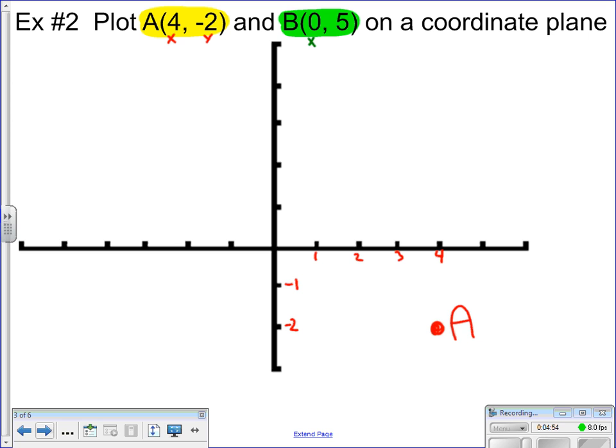B is 0 and up 5. So over 0 and then up 1, 2, 3, 4, 5. And then put a capital B next to the dot. So that is point B. Okay, next.